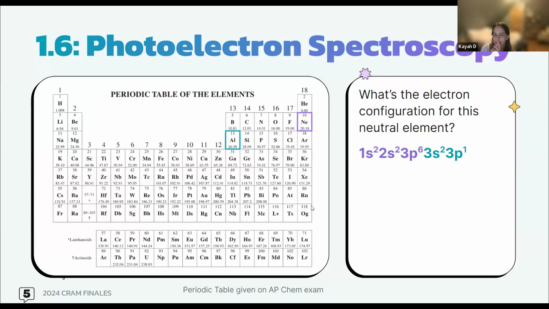Yeah, and then again, it's 1s2, 2s2, 2p6, 3s2, 3p1. And then kind of from there, what you do is you add up the total number of electrons. So 2, 2, 6, 2, 1. So that will be 13, right? So that you'll see that it is aluminum.